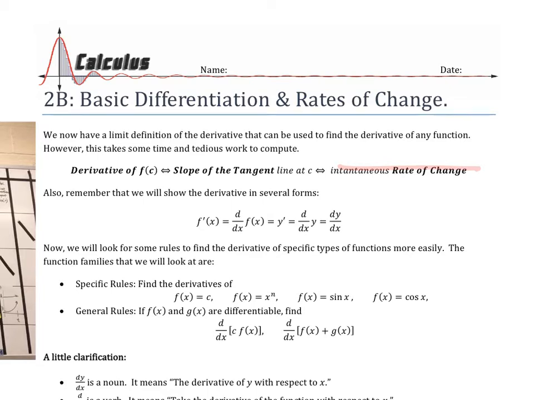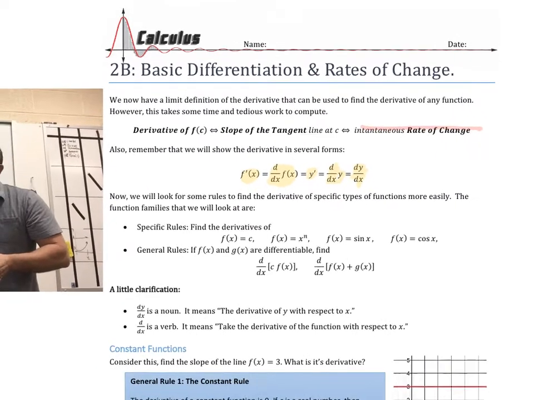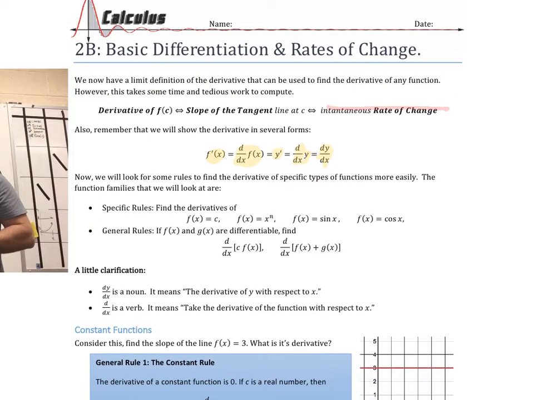Lots of ways to write the derivative. Remember that all of these are the same: f prime of x, d dx of f of x, or y prime, or d dx times y, or dy dx here. Lots of ways to write this, and they all have some different purposes and work better in different ways.